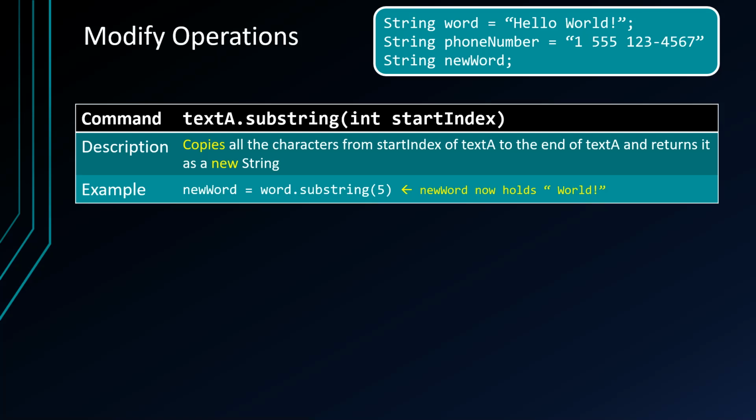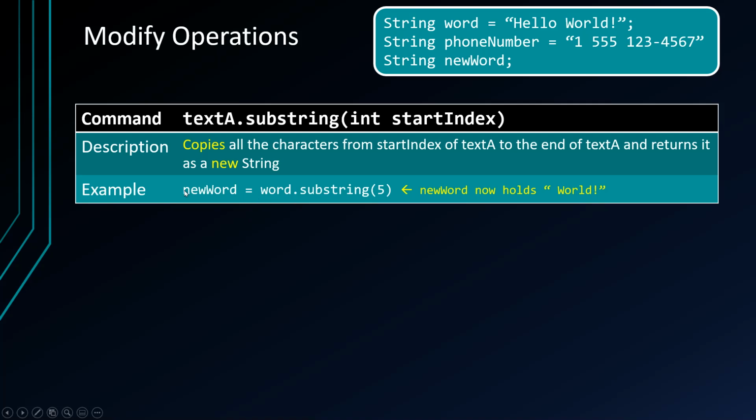A sub means part. A part of the string. So we're saying give us a part of the string, every bit of the string starting at whatever start index is. So when I say word.substring, it's going to go find index 5 of word: 0, 1, 2, 3, 4, 5, which is the space. And it's going to say cut out everything from there to the end of the word and give it to me. And that's what we did.